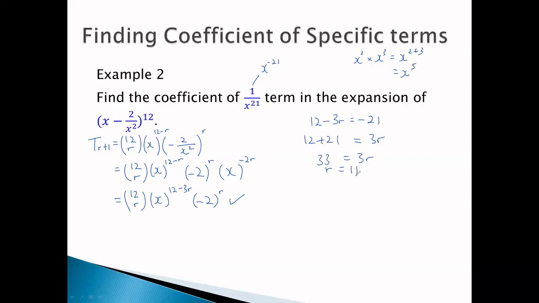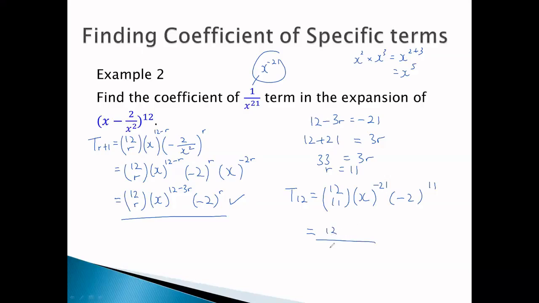So now that I know r is 11, I'm going to put it back into my general term. If r is 11, I'm finding my 12th term because r plus 1, right? So now looking here, 12 choose 11, x to the power 12 minus 33, which is negative 21. If you're not getting negative 21, something is wrong, okay? Because that's exactly what we're finding. And negative 2 to the power 11. So let's work it out. 12 choose 11 is 12.